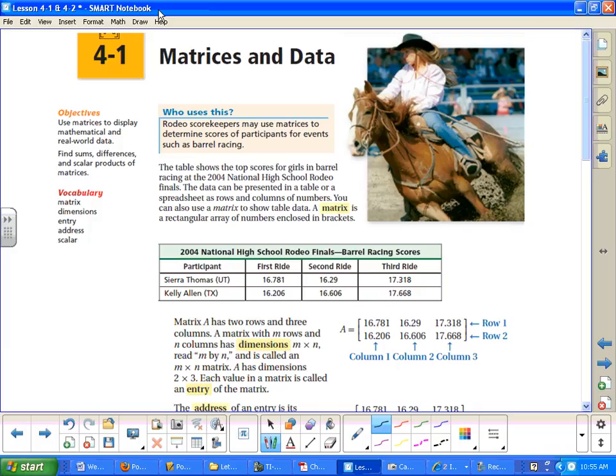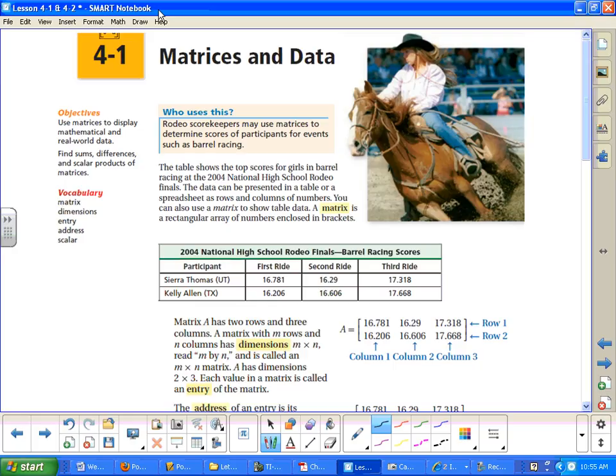Okay, matrices and data. So what we're going to do today is look at the introduction for matrices, and then tomorrow we'll, I'm not sure yet what we're going to do besides eating pie and cookies, so, all right, who knows.